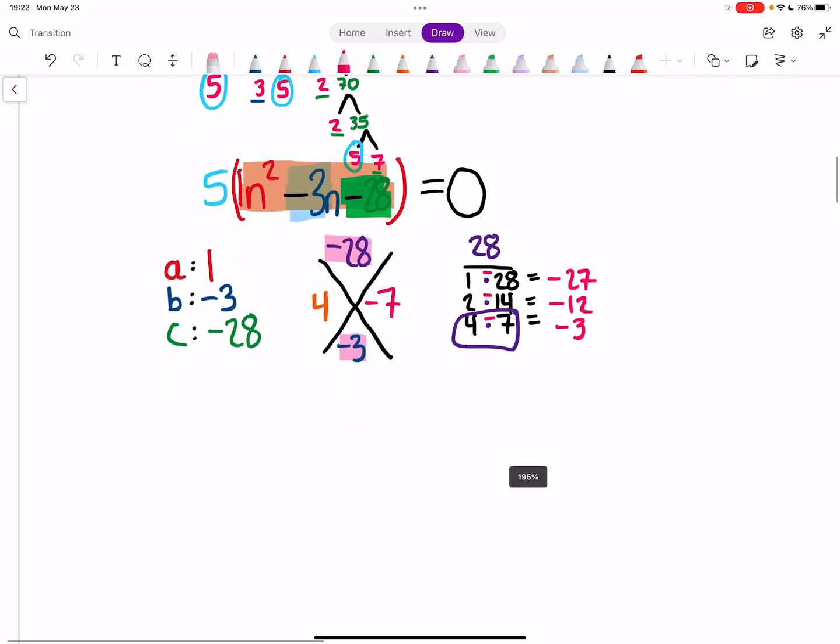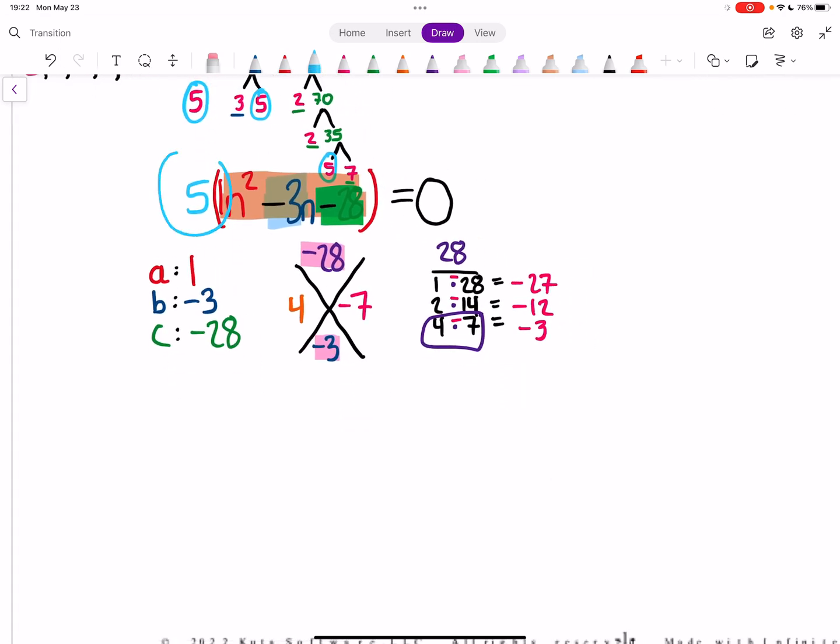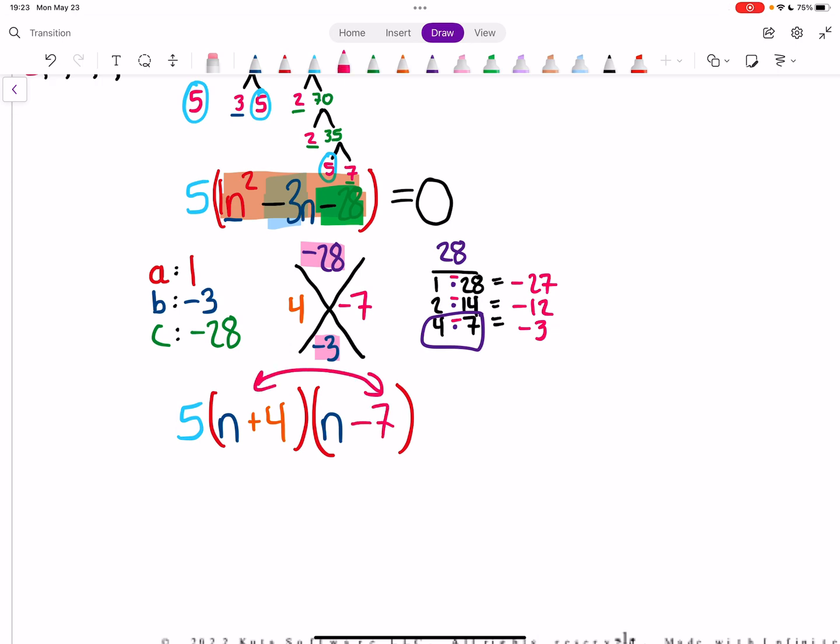So now let's write it in factored form. Don't forget to include that 5 that you took out at the beginning. That's still part of our factored form. Again, 2 sets of parentheses. The variable goes in the first slot. Notice it was n, so n goes there and there. And then a positive 4 will be there, and a negative 7 would be there. Again, these guys can swap spots. That's totally fine. Doesn't matter, just as long as the 7 is negative and the 4 is positive. And we have all of that set equal to 0.